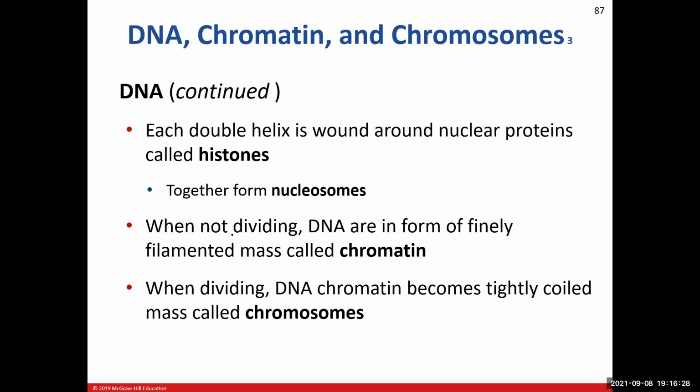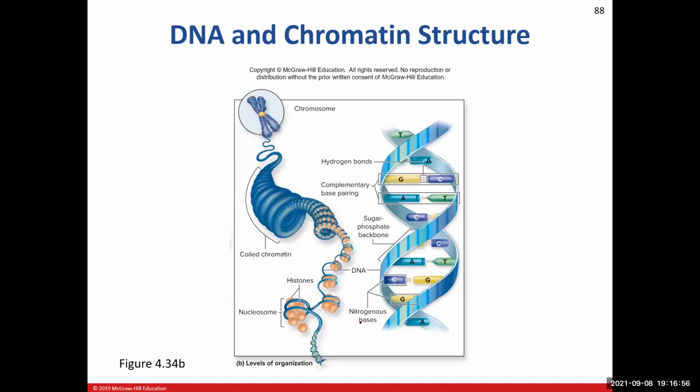So when the cell is not dividing, we'll find your DNA in the shape of what we call chromatin. When it is dividing, the DNA chromatin becomes so tightly coiled that it'll look almost like an X, I'll show you later on. We call those chromosomes. So here's our picture.